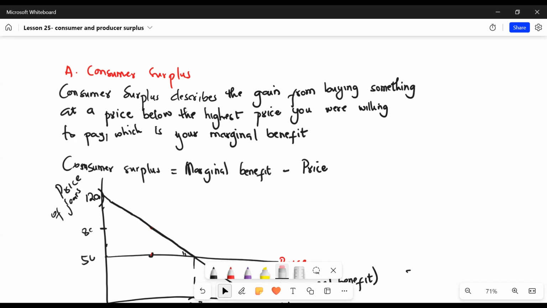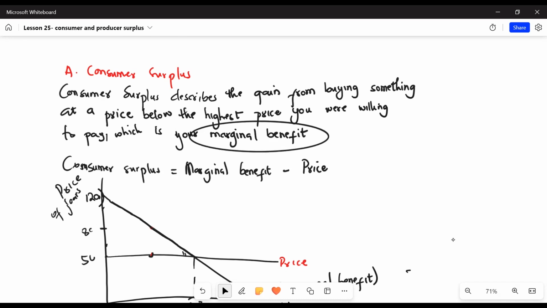Consumer surplus describes the gain from buying something at a price below the highest price you'll be willing to pay, which is your marginal benefit. So assuming you go to the market and you're willing to pay £80 for a pair of jeans, but the price is only £50, your surplus or your gain from this transaction is £30.